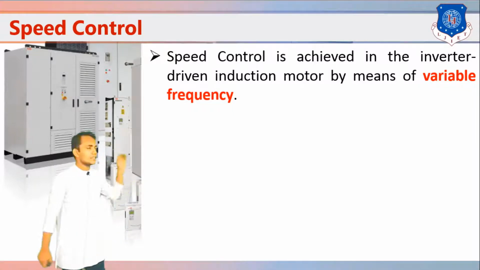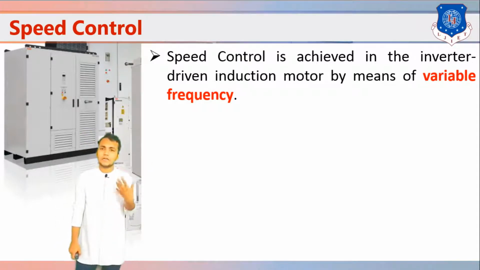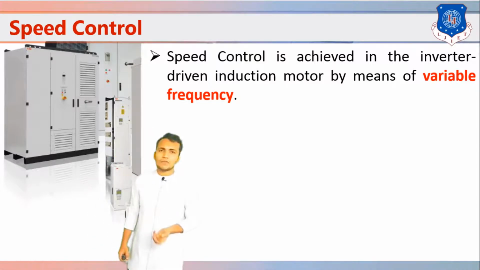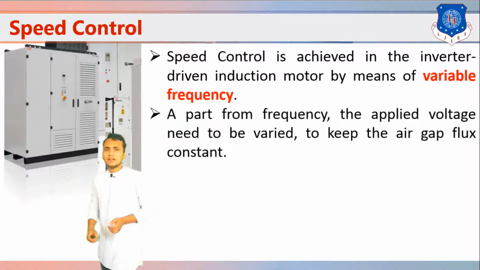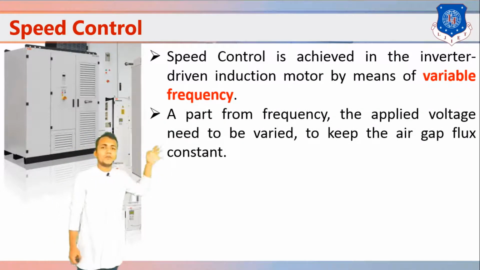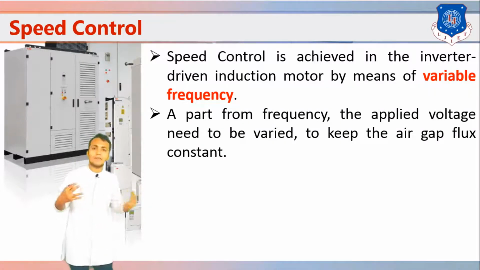Speed control is achieved in the induction motor by means of variable frequency. When we vary the frequency, the speed of induction motor can be varied. Apart from the frequency, the applied voltage needs to be varied to keep the air gap flux constant. Whenever the frequency or applied voltage is varied, the air gap flux between the stator and rotor will be constant.